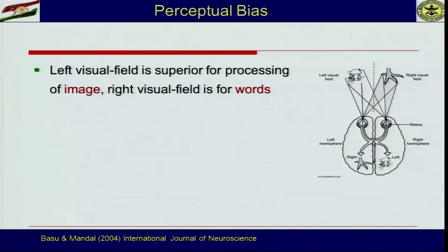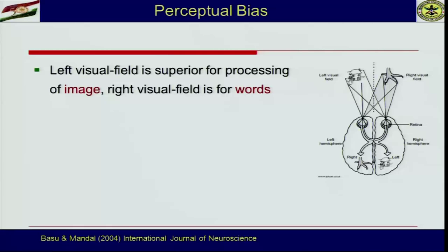The two sides of the body tactually get input, but do we interpret them equally? No, there is always a difference. So, there is a perceptual bias. Let me explain how this perceptual bias is seen. We found that the left visual field is superior for processing images, but the right visual field is superior for processing words. We know that word processing is better done by the left side of the brain, and the right side of the brain is better for processing images. So, when we refer to the left visual field, it is actually dominated by the right side of the brain.